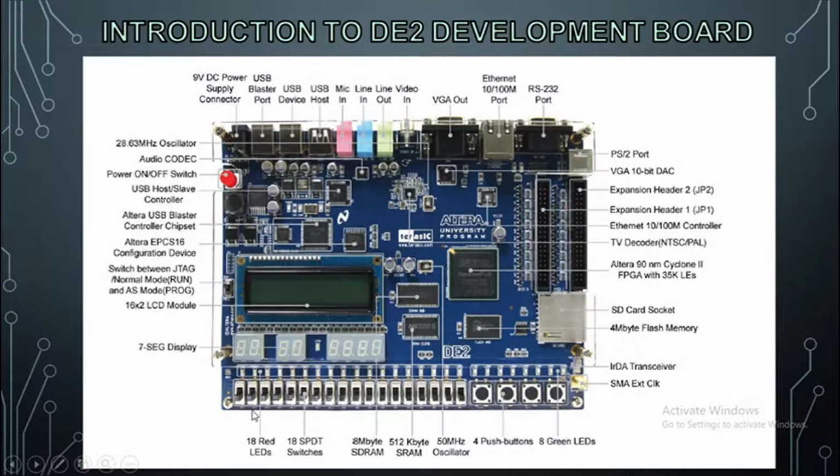There are 7 segments, some push buttons, and some switches. There is also an SD card socket, and this PS2 is used for connecting a mouse. So there are many things on this development board.